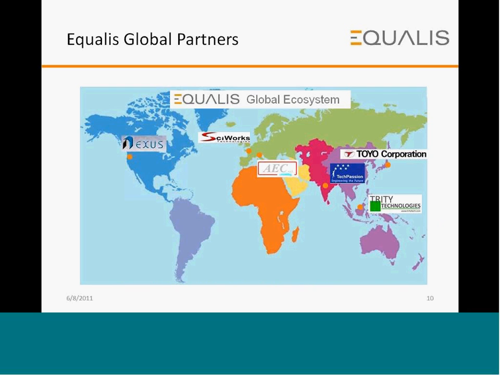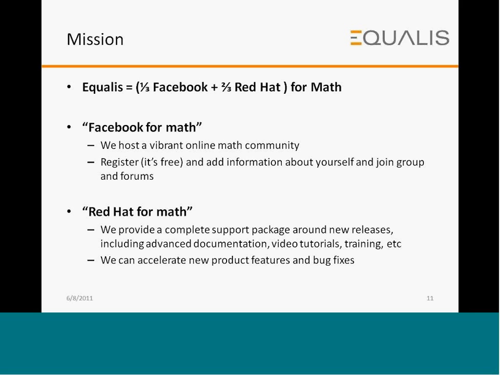Equalus is a network of global partners, as you can see on this map. And in India, you will find TechPassion. I'm from TechPassion. We are a 6-year-old company based in Chennai, serving automotive, space, and other industries. And we have extensive experience in providing solutions to customers using Scilab and Xcos.